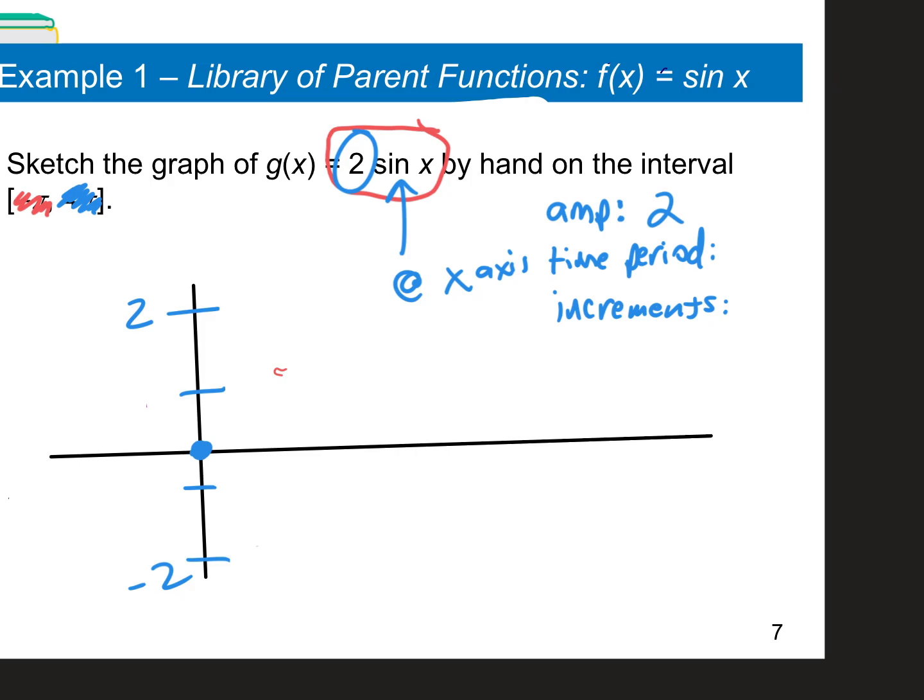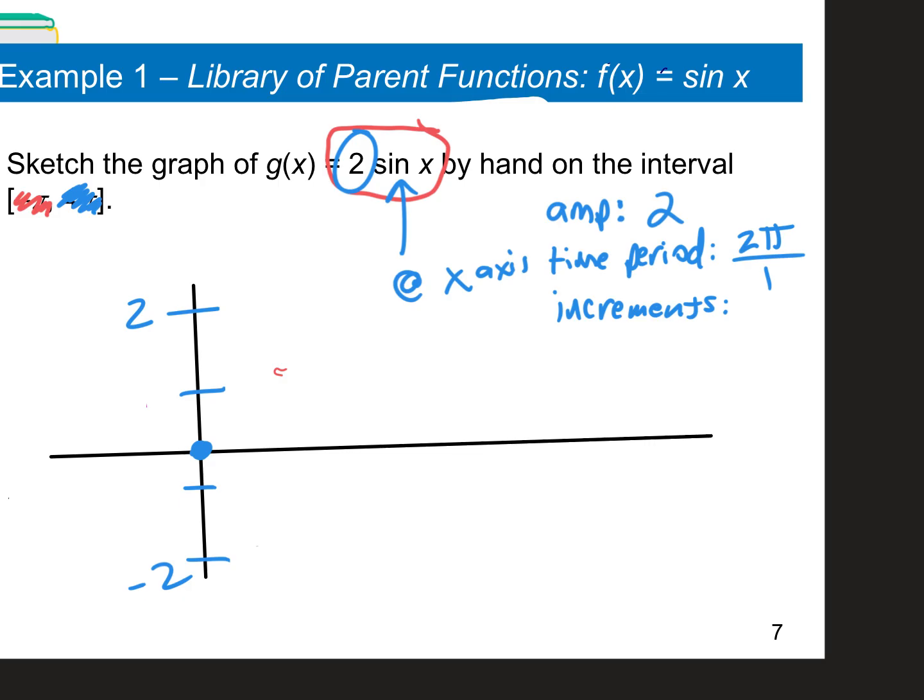You take 2 pi, which is 1 whole circle, and you divide it by the number that's in front of x. What number is in front of x? No, what number is directly in front of x? A 1, okay? So what's the time period we're talking about? 2 pi. So we're going from 0 to 2 pi. But we have to have 4 tick marks in between.